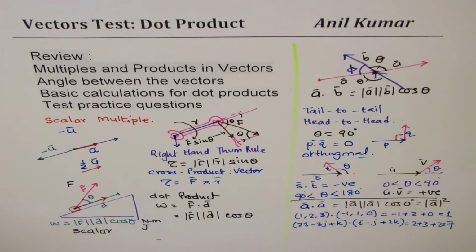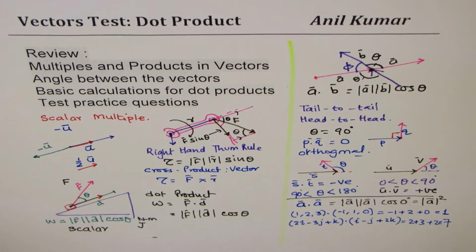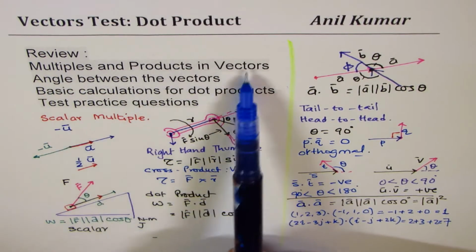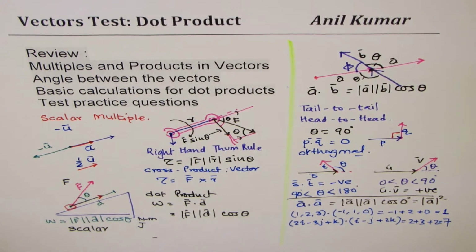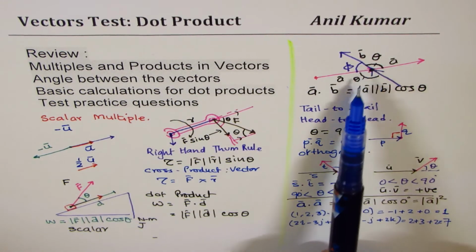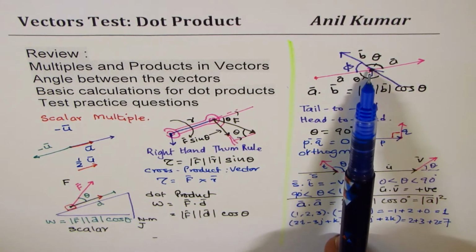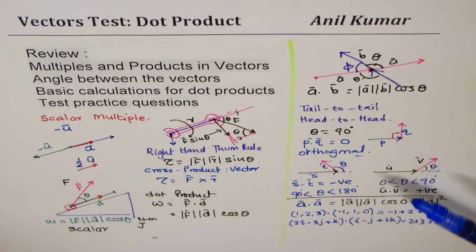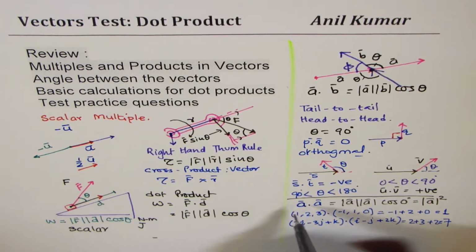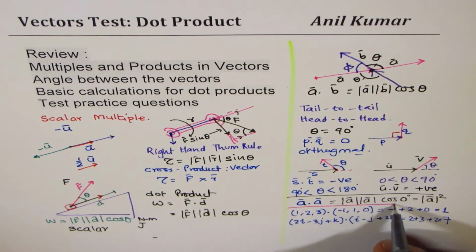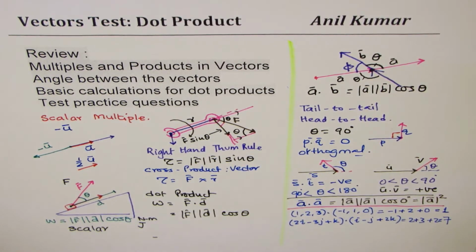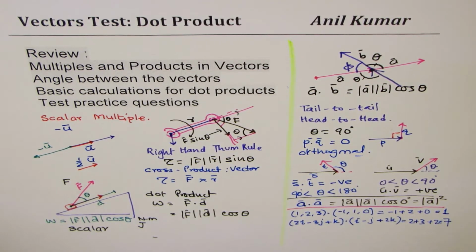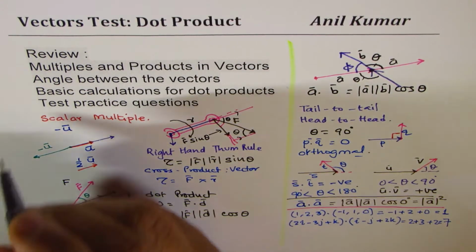So I hope with this you have a fairly good idea of what the dot product is, and with respect to multiples and cross product, you have an idea where we are. How to find the angle between these vectors? You should place them tail to tail or head to head. And we have done some basic calculations to find the dot product, including the fact that you could use the dot product of a vector with itself to find its magnitude. And now, with that knowledge, let's move ahead and take up some test questions.